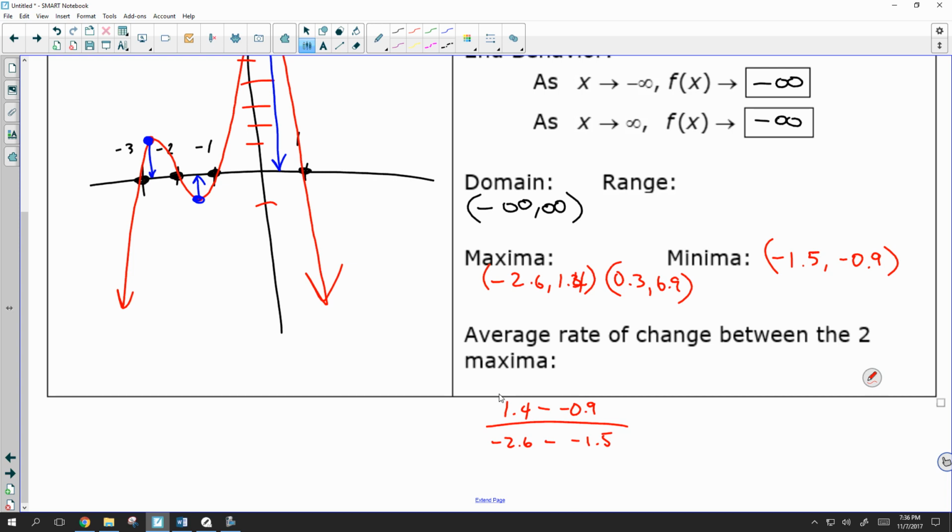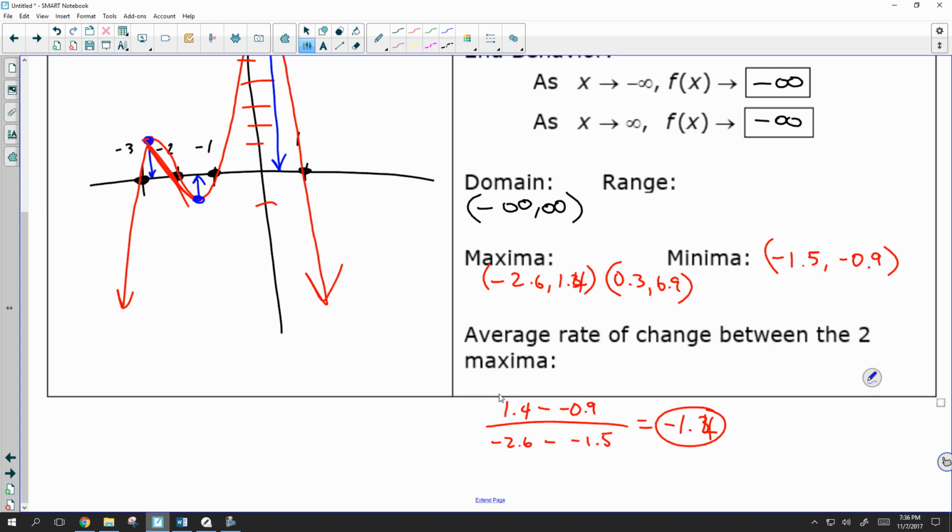So that stuff all goes in the calculator. Let me just type it in real quick. So ABC button first, 1.4 minus negative 0.9. And then on the bottom, we have negative 2.6 minus negative 1.5. And it's another decimal, which is fine. So it's negative 1.35. I'll just call it negative 1.4. So there's the first one. That's between this maximum and this minimum. So now we do the other two.